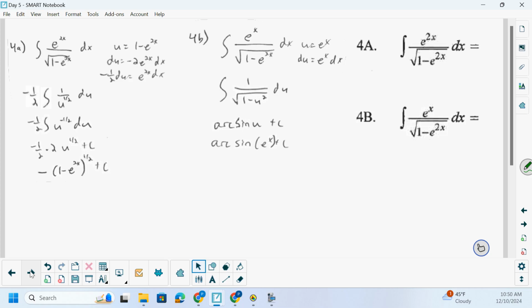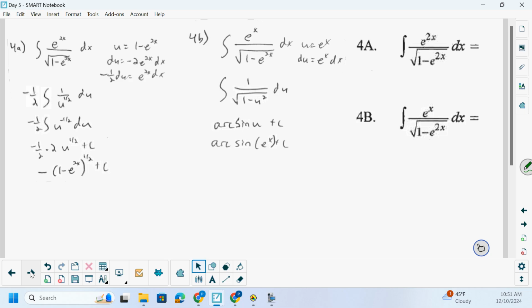Now, rewriting this with our u's, this is something that on Quest 4 I sometimes see errors with. Just because your u was something in the denominator does not mean it's always 1 over u. Notice our u was under a square root in the denominator, so it's 1 over u to the 1/2, or in other words, u to the negative 1/2. Exponent goes up 1, multiply out front by 2, replace u with what it was equal to.